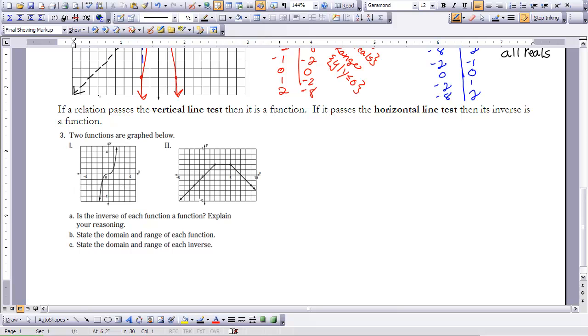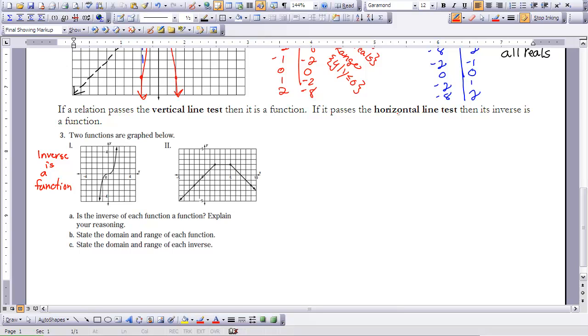Let's take a look and explore this a little bit further. Here I have two functions graphed below. So is the inverse of each function a function? Explain your reasoning. Since this is my original function, instead of doing the vertical line test like I would do to test this graph to see if it was a function, if I want to see if the inverse of this is a function, I can apply the horizontal line test. And as you can see, I never hit more than one point at a time, so my inverse is a function.